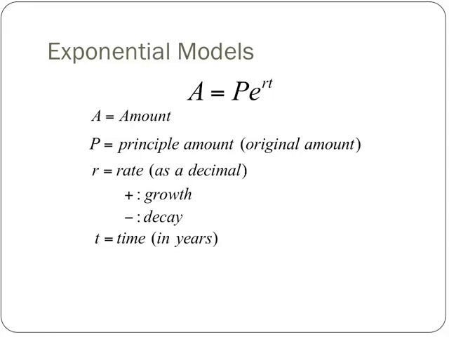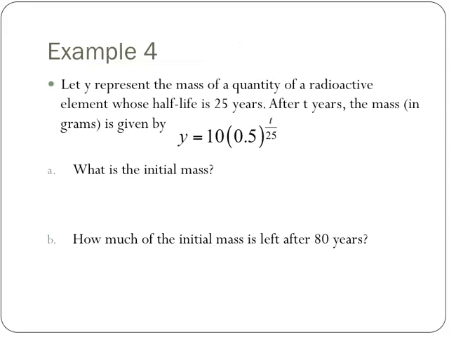Okay, let's take a look at an example together. Let y represent the mass of a quantity of radioactive element whose half-life is 25 years. After t years, the mass is given by this formula. So this one actually gives you a formula to use. Part A, what is the initial mass? And part B, how much of the initial mass is left after 80 years?